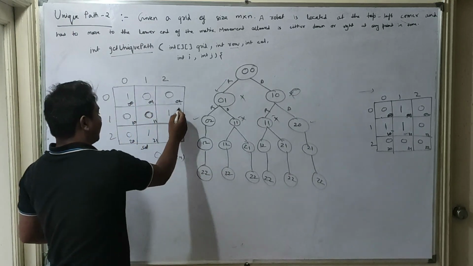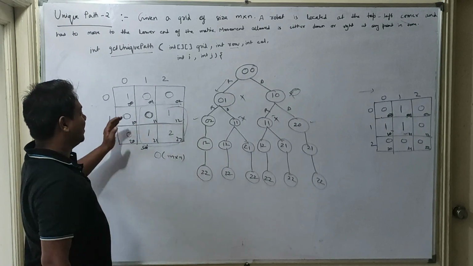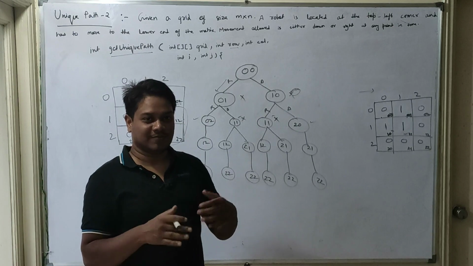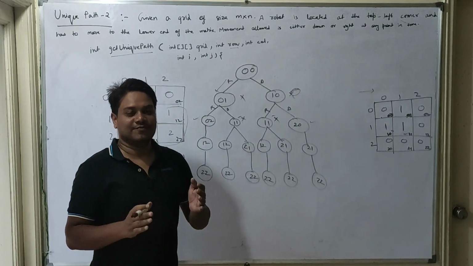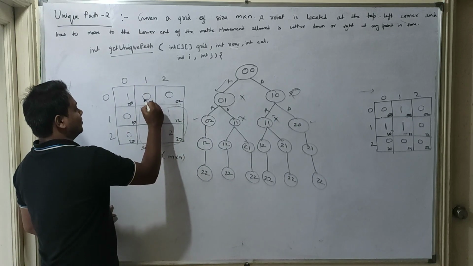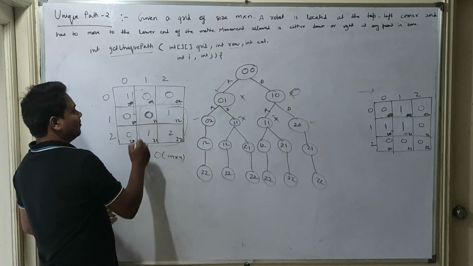Other than that, for all the diagonals and other parts, we will follow the same rule. If we are having an obstacle, then we are not having any path. If we are not having any obstacle, then it is the sum of moving right or moving down.